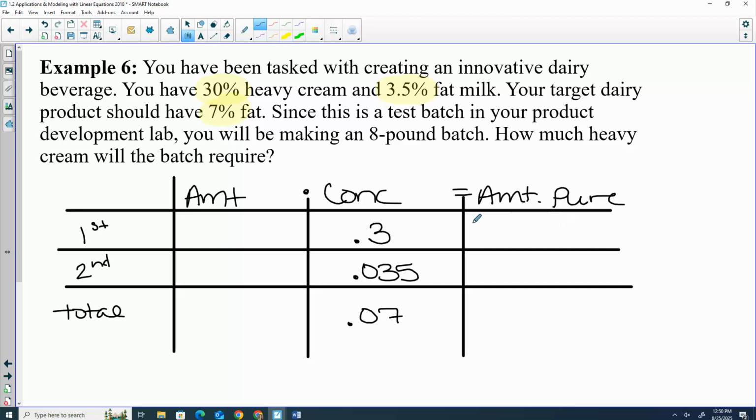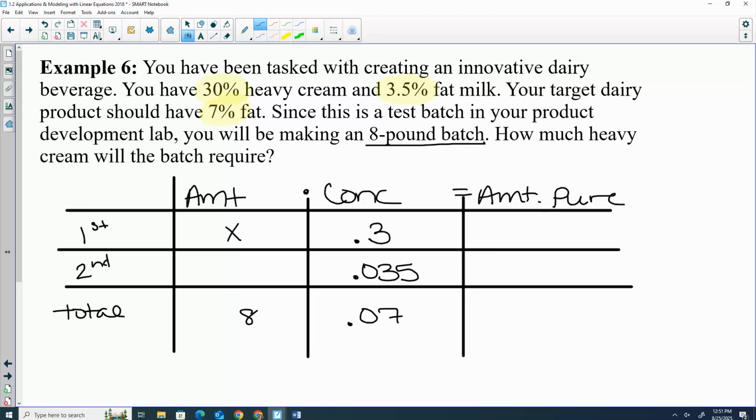So now we go back to the problem, look for information. The only other number it tells me is I'm making an 8-pound batch. What's the 8 then? That's my total one. So this is a little bit different. I don't want multiple variables here, so I can't say they're X and Y. I don't know how much of the first one, so you can certainly go ahead and call that X if you want. But now we have to figure out what to put for the second.